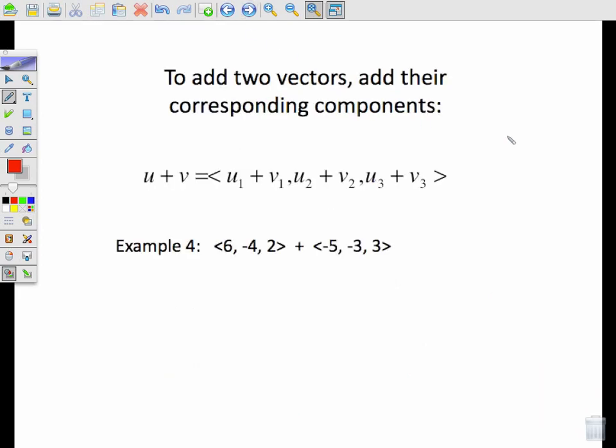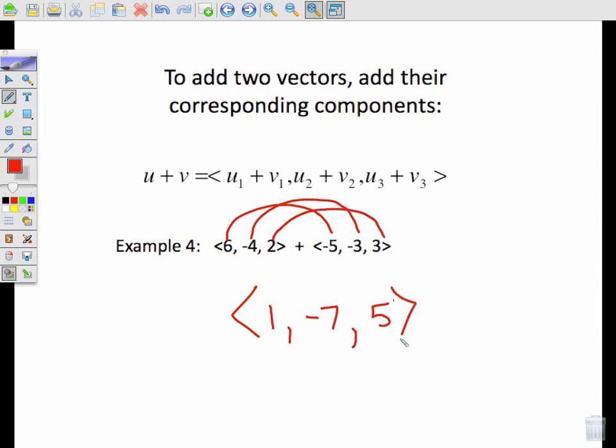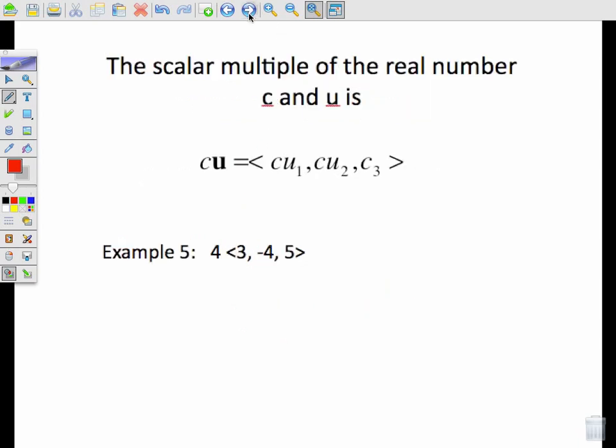All right, to add two vectors together, we need to add their corresponding components. So just adding basically like parts. So you're going to add 6 plus negative 5, 1. Add negative 4 plus negative 3, negative 7. And add 2 plus 3, which is 5. Subtracting vectors would be the same. You just follow the operation. You just have to make sure that you match up their corresponding parts.